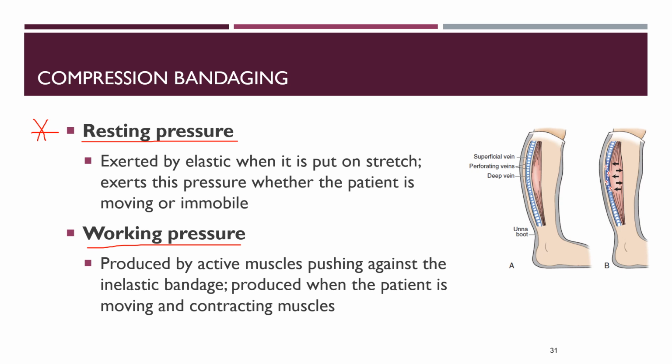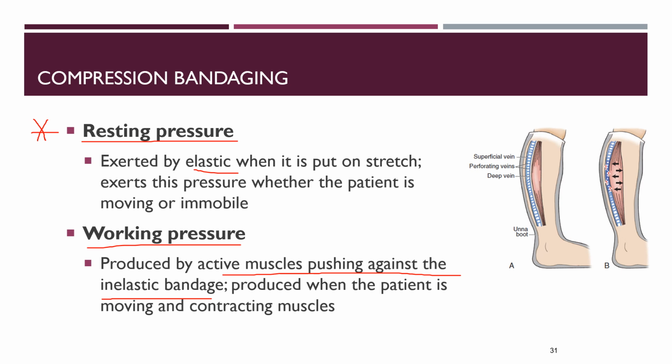So what is resting pressure? Well, this is pressure that's exerted by elastic when it is put on stretch. It exerts this pressure whether the patient is moving or immobile. So we're going to talk on the next slide about a couple of different types of wraps. Okay? Working pressure is produced by active muscles pushing against the inelastic bandage. So this is produced when the patient is moving and contracting the muscles.